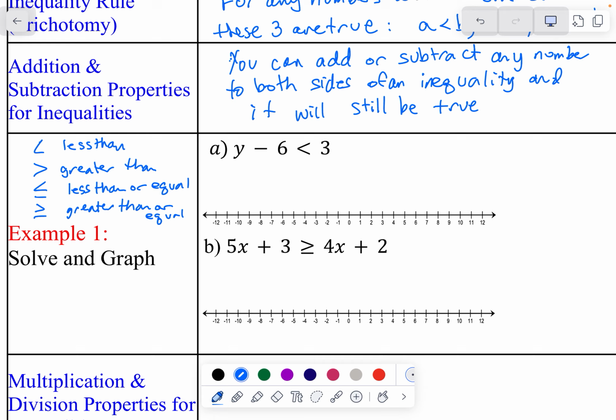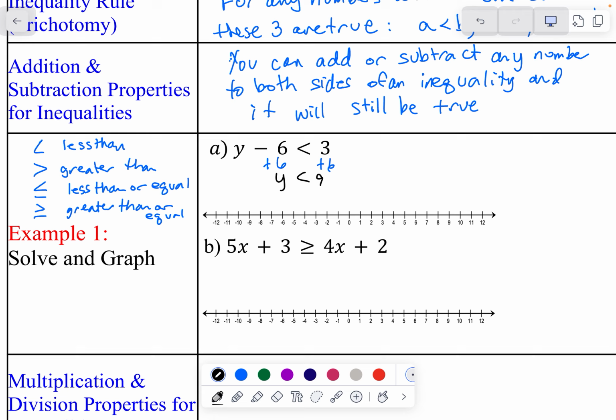So if we take a look at example 1a, just think of it as an equation. How could we get that y by itself? What would we have to do? How would we get that y by itself if this were an equation? How could we start and solve that? We would have to get rid of that subtraction by 6 by adding 6 to both sides. Well, the subtraction and addition properties of inequalities say that we're allowed to do that. It doesn't change anything or hurt anything. So we would get that y is less than 9.